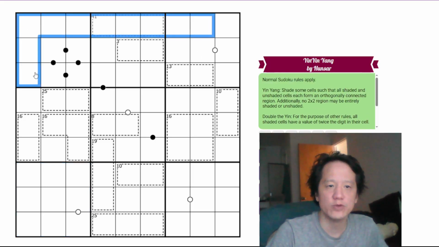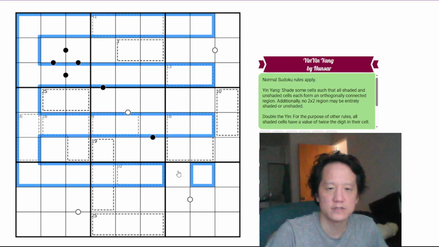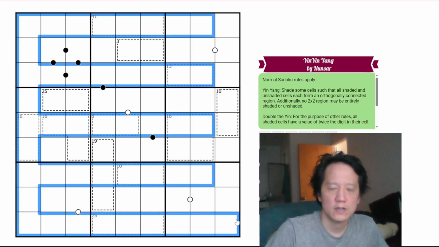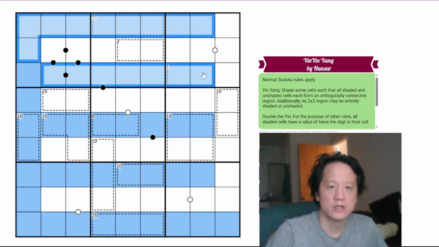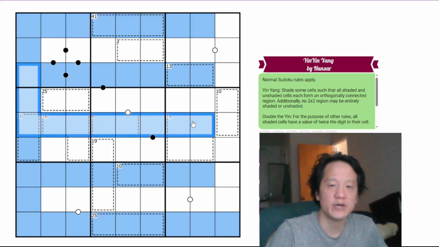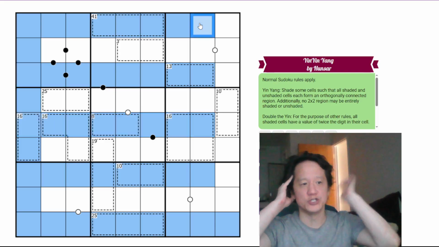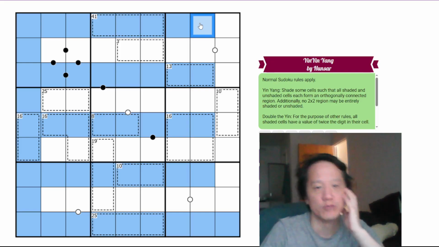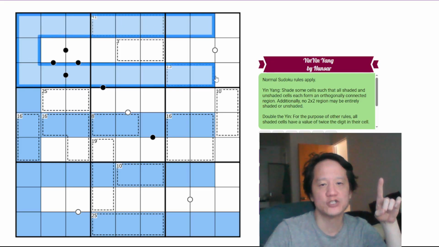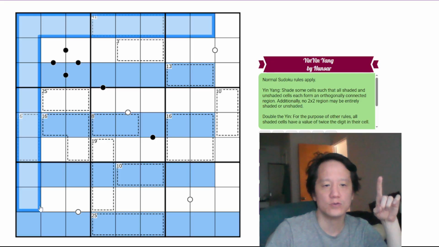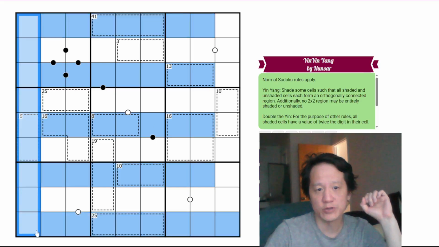So, as an example, we could have something like this, where basically the shaded regions are all orthogonally connected with each other. And by that, it means we can go from any cell in the shaded region to any other cell in the shaded region and stay within that shaded region just by going through edges. So for example, you could go to here just by going along this path.